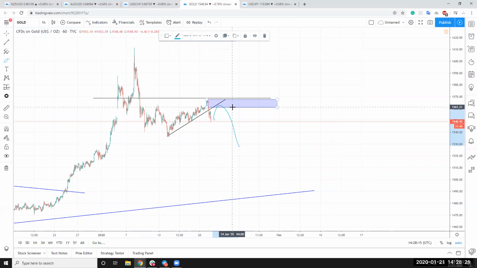OB, trend line touch, fake out candle, price level. Very nice trade if we get into here.